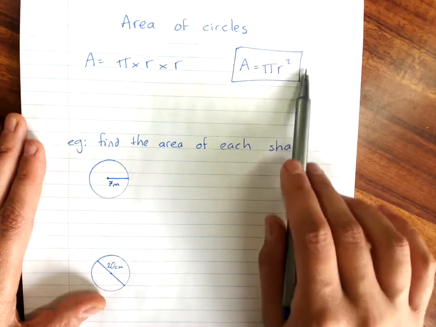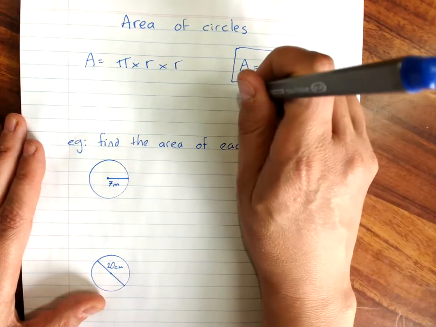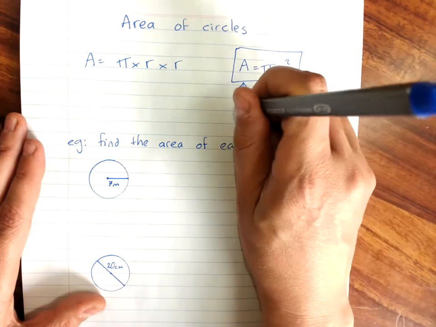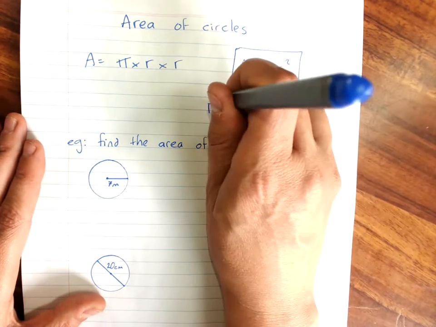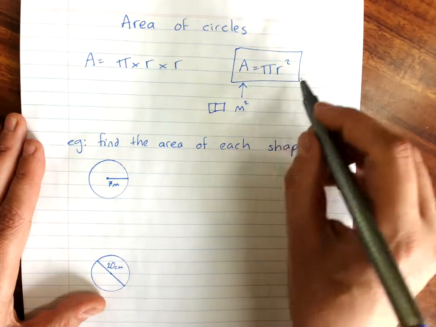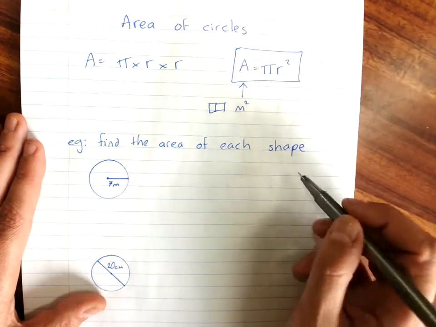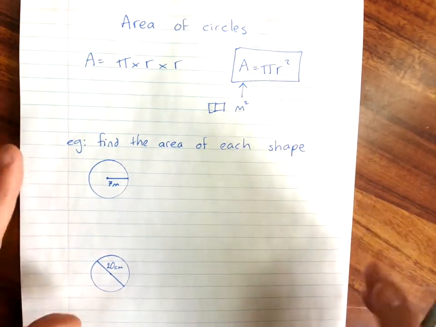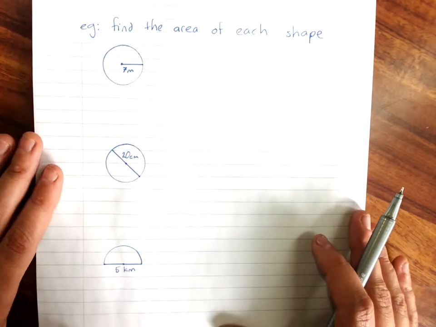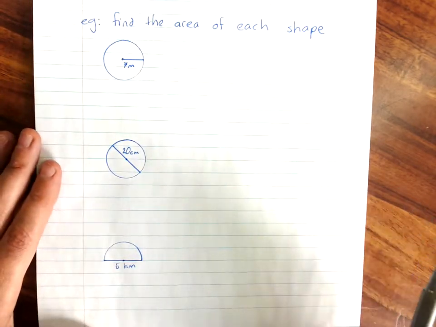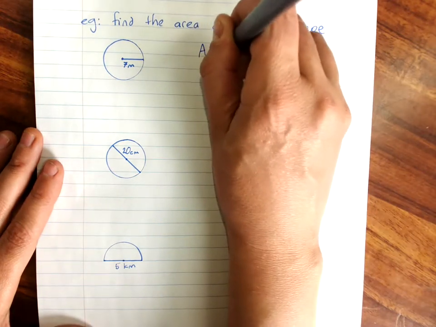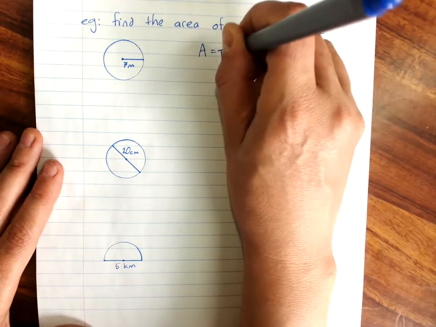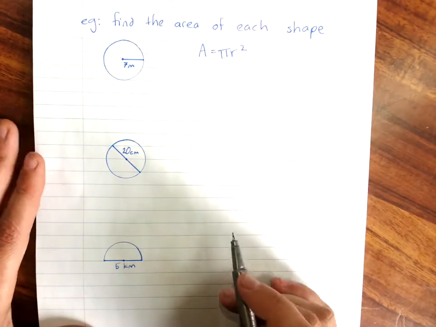A good way of remembering that this one is the area formula: in area we're finding units in meters squared, like we're counting the number of little squares that fit into a shape, and there's a squared in the formula. So when we're asked to find the area of a circle, we write the area formula. You must start every area question with the area formula.